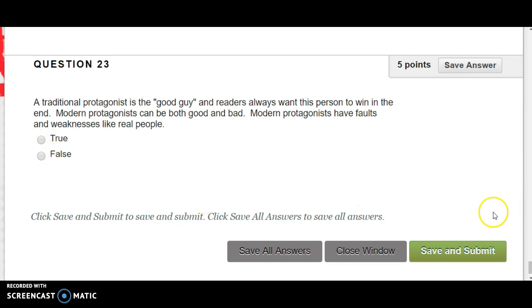When you finish the quiz, make sure to click Save and Submit. Remember, you can take this quiz up to 3 times, and if you're still not satisfied with your score, there will be an opportunity to complete quiz corrections.